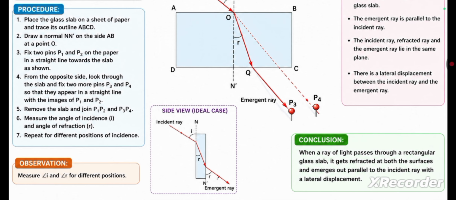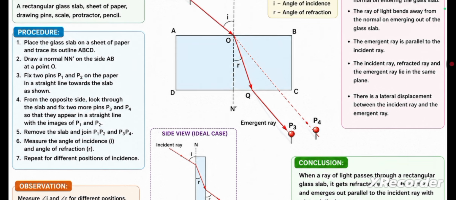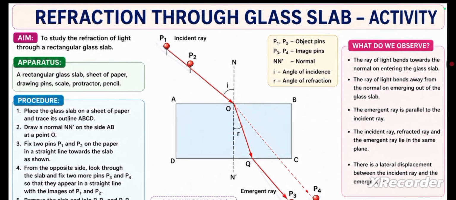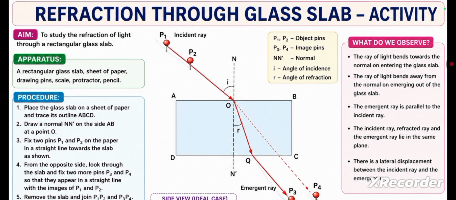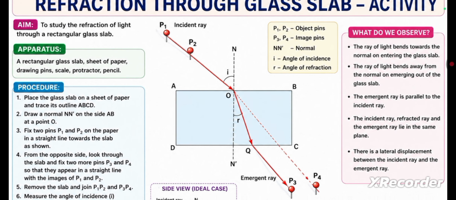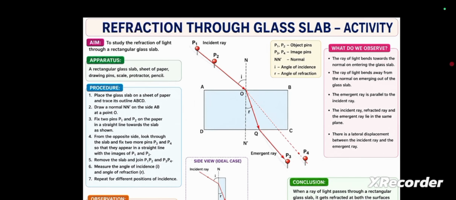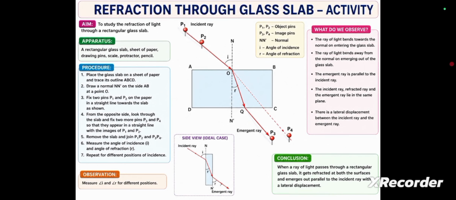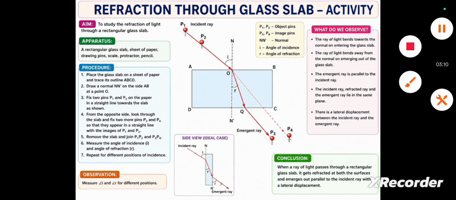Conclusion: when a ray of light passes through a rectangular glass slab, it gets refracted at both the surfaces and emerges out parallel to the incident ray with a lateral displacement. So we have learned how light is refracted in a glass slab using this activity. I hope that all of my children understand this topic. Okay, we have to discuss some more activities in this lesson.